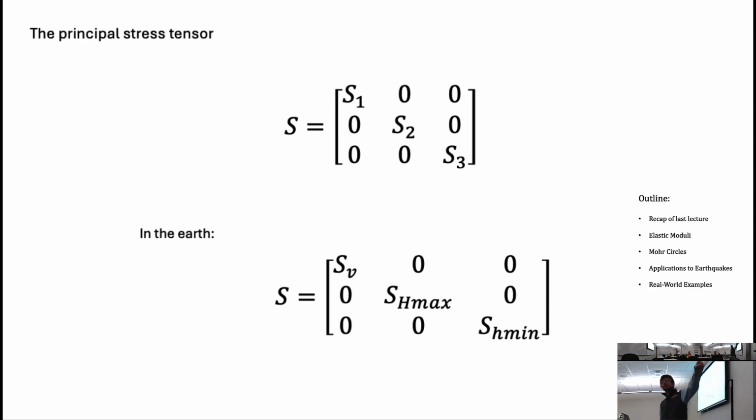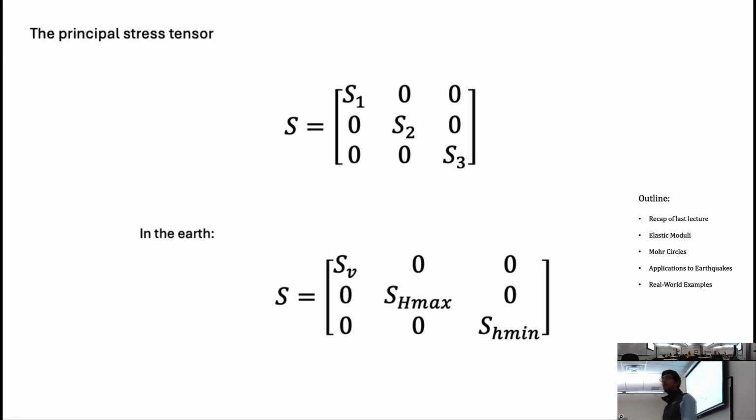Does anyone remember what SV is? The first one, SV? Weight. Yeah, everything above you. Exactly. So it's the vertical stress. It's the weight just pushing down. And then SH max and SH min are very similar. They're the horizontal stresses. And they usually correspond to plate tectonics, like the way that the plates move. That's what's causing these horizontal stresses. And there's always one in a maximum direction and one orthogonal in a minimum direction.